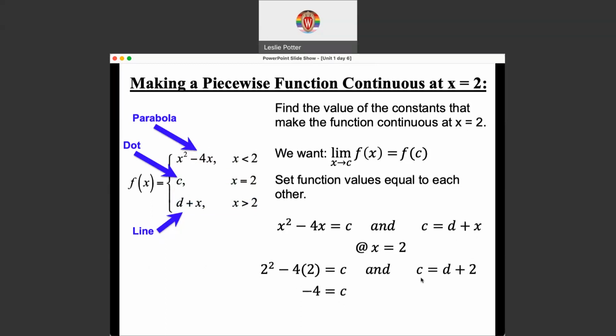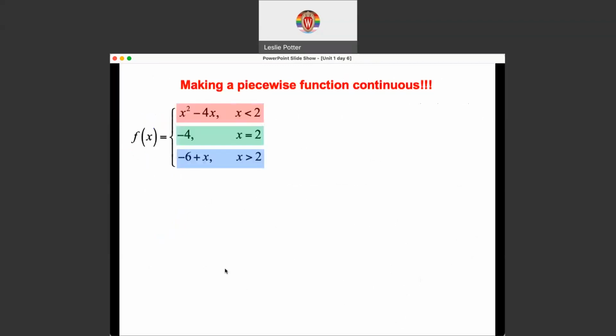So we know c is negative 4. Then we can put negative 4 here. And we can solve for d, bring the 2 over to the other side, and know d is negative 6. So if c is negative 4 and d is negative 6, all of these will have the same value as we approach 2. So let's look at this graphically speaking.